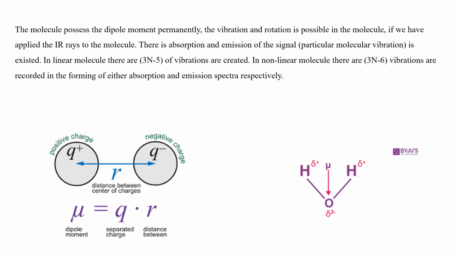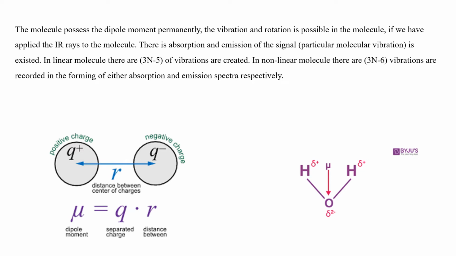This figure denotes a dipole. The positive and negative charges separated through some distance is called a dipole. The dipole moment is nothing but q times r, where q is the charge of the particle or electron, and r is the distance between the two charged particles. The q times r is called the dipole moment.